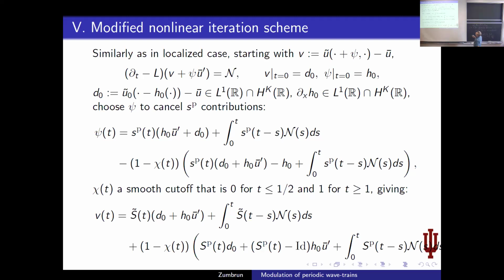Okay, so now we'll modify our iteration scheme slightly. We start with the same V as before. We use the same cancellation estimate as before, but at time 0, psi will be initiated as some h naught, balanced, where we choose it without loss of generality so that its value at plus infinity is the negative of the value at minus infinity so that our estimates work.